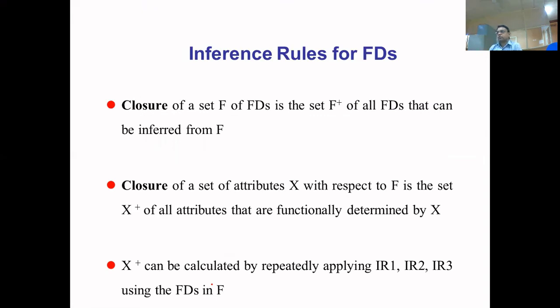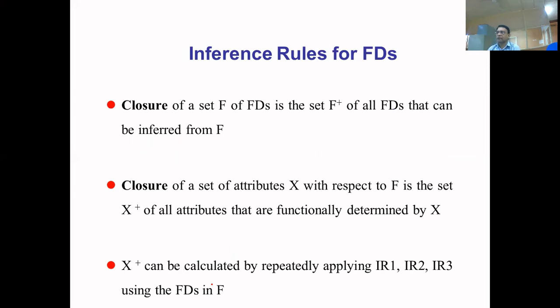So now we'll discuss closure, the definition of closure. The closure of a set of functional dependencies F is denoted by F plus, the set of all functional dependencies that can be inferred from F. That means if we have a set of functional dependencies F, we can infer or obtain an additional set of functional dependencies that is called the closure of F. Closure of F is denoted by F plus.